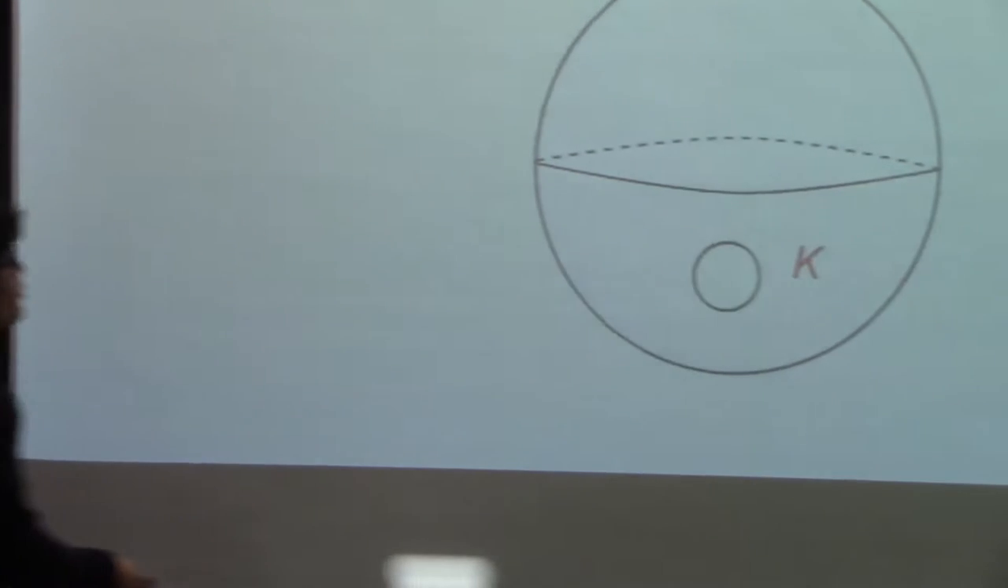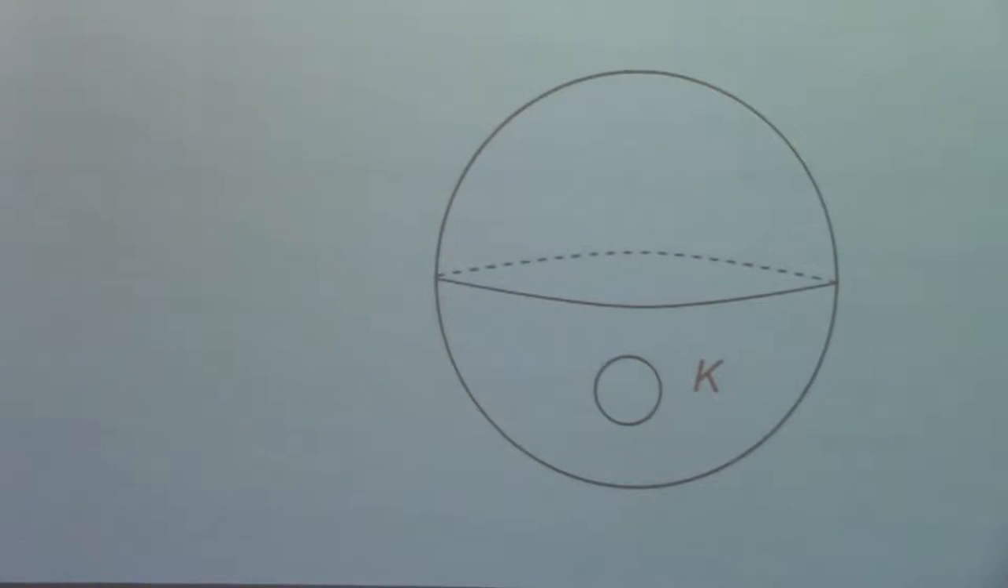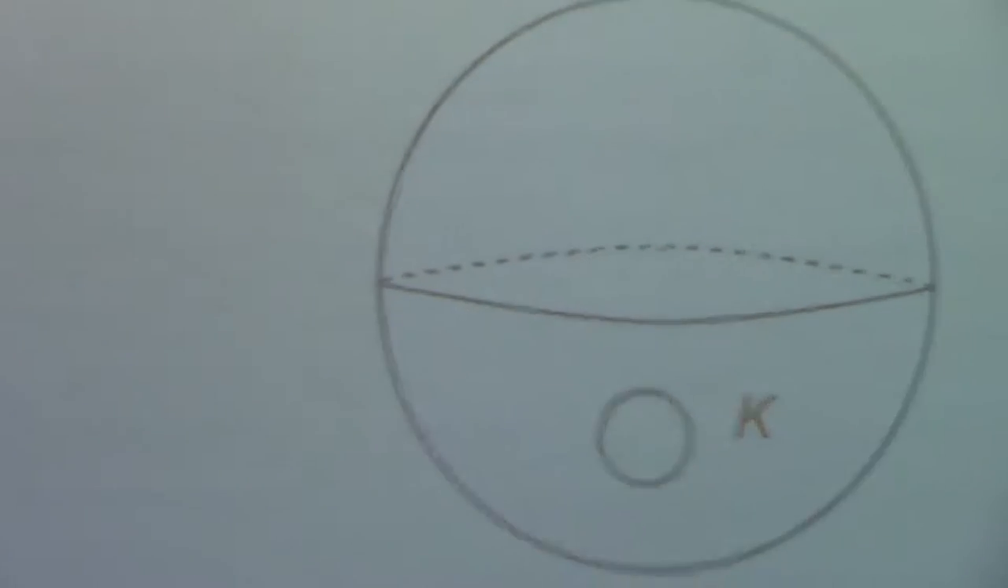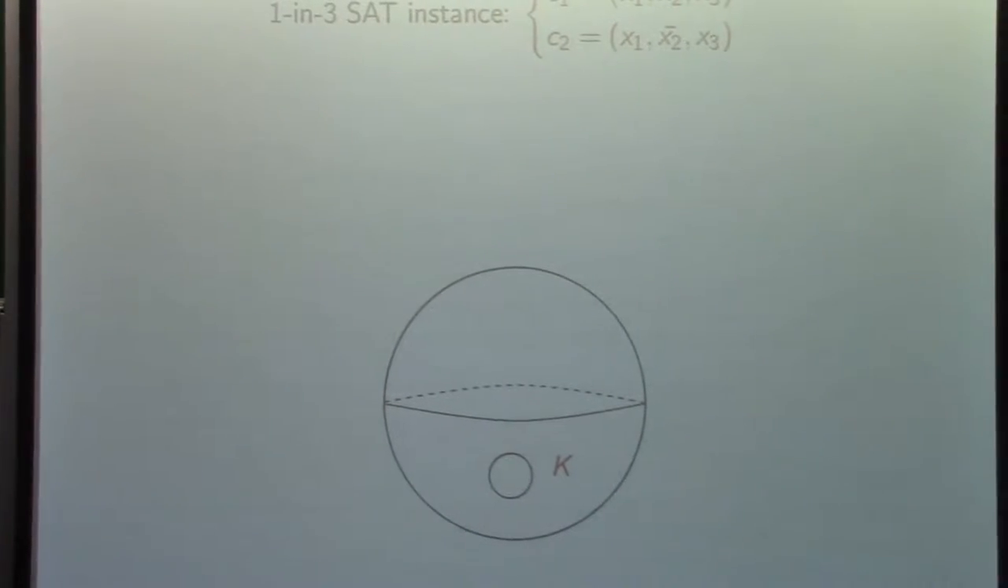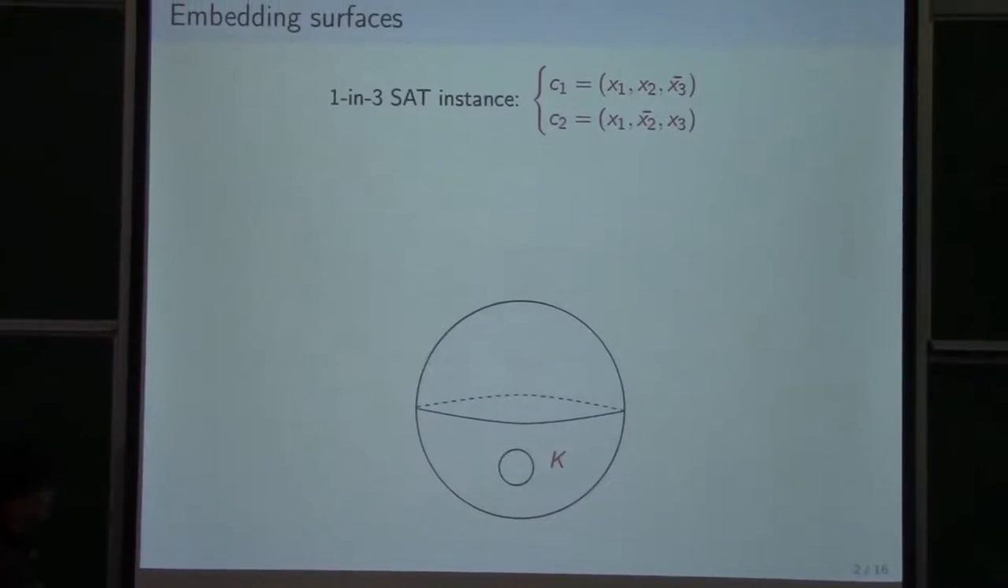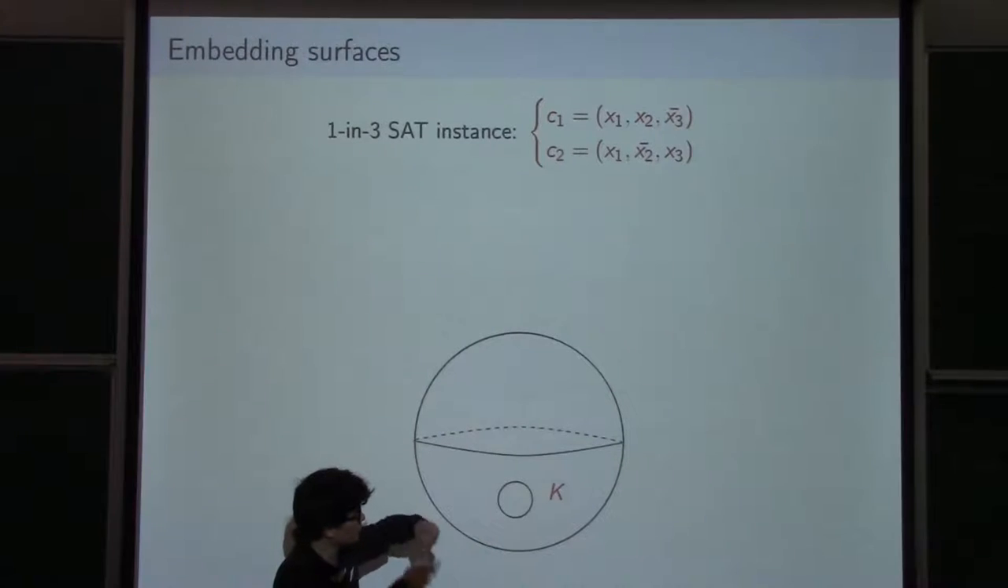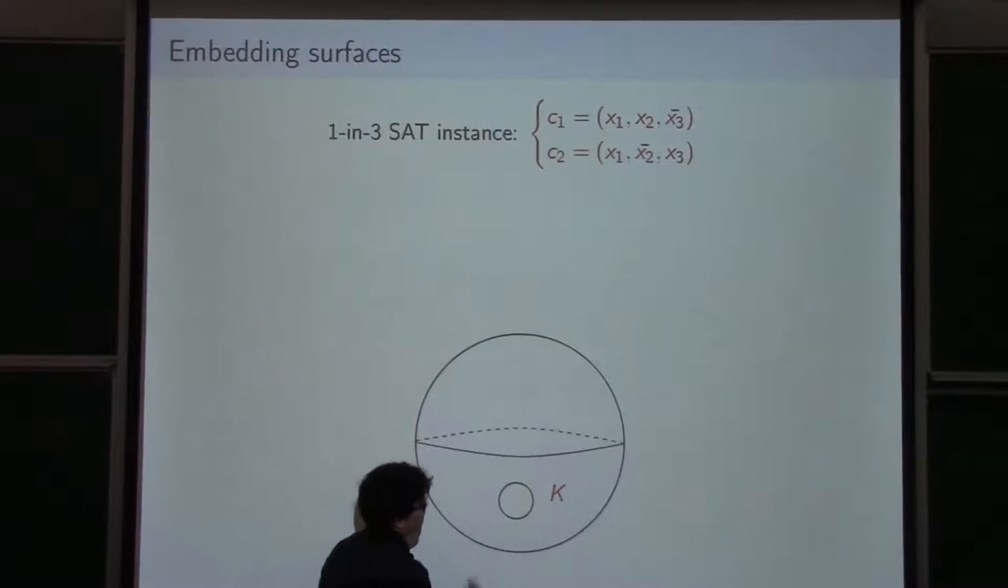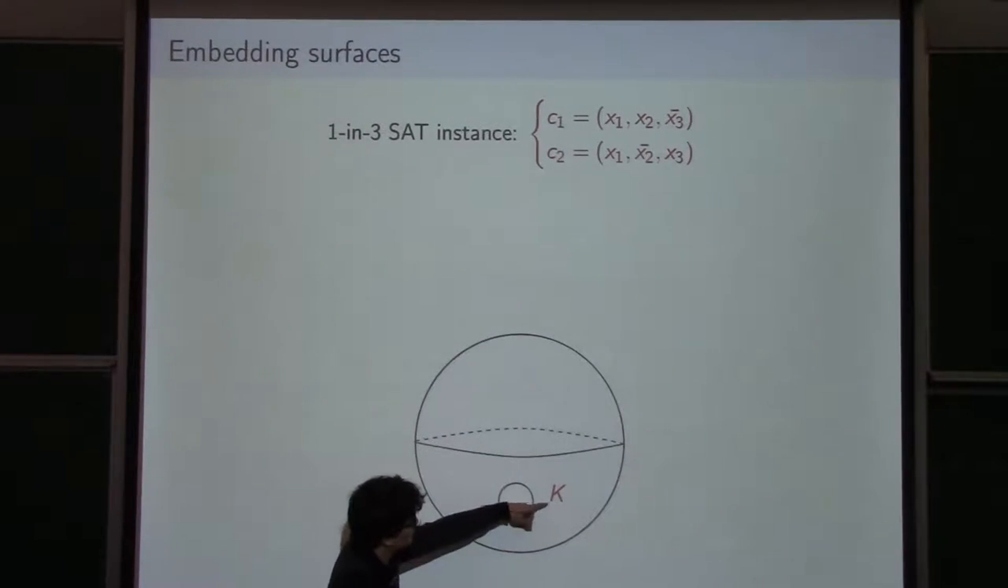So what do they do? Well, I'm bad at drawing pictures, so then here. They will first create some two-dimensional complex. So you start from some instance. So you've got variables and you've got clauses. And you build the following two-complex here. So it's just a sphere in which you drill out a small disk. And the boundary of this disk will be on that K.